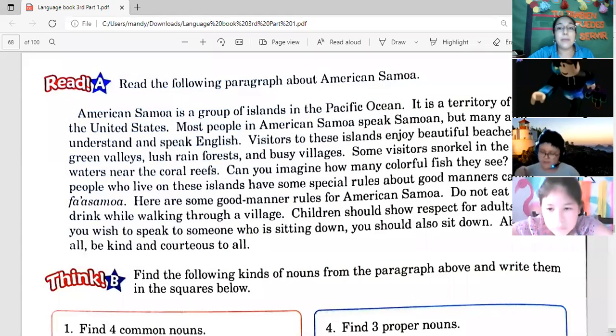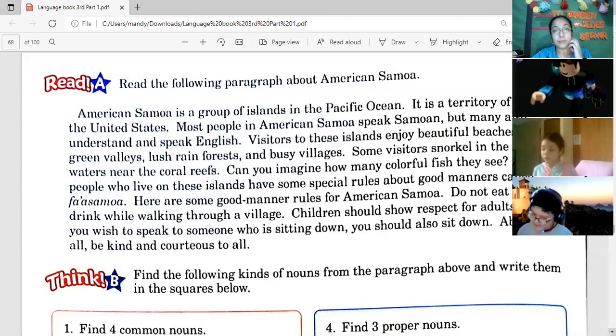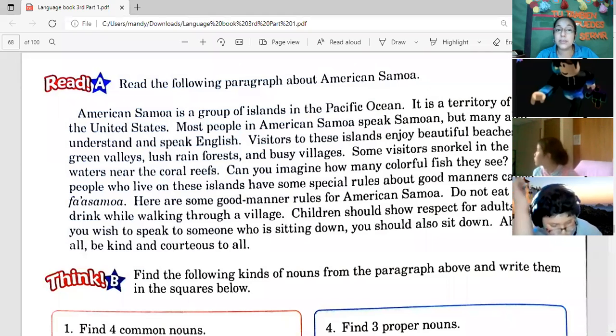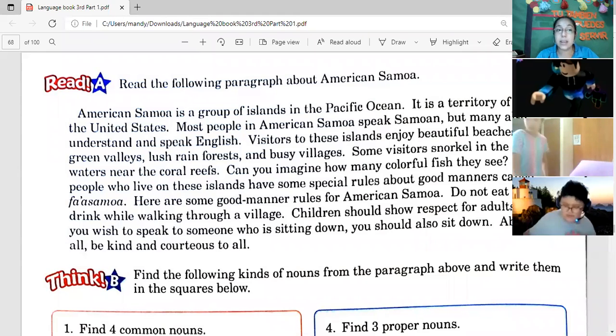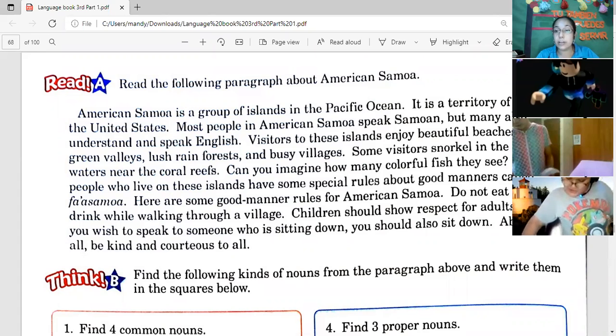So let's see. Read the following paragraph about American Samoa. Okay, let's discover. What is American Samoa? American Samoa is a group of islands in the Pacific Ocean. Okay, that means these are islands. It is a territory of the United States. Most people in American Samoa speak Samoan, but many also understand and speak English. Visitors to these islands enjoy beautiful beaches, green valleys, lush rainforests and busy villages. Some visitors snorkel in the clear waters near the coral reef. Can you imagine how many colorful fish they see?